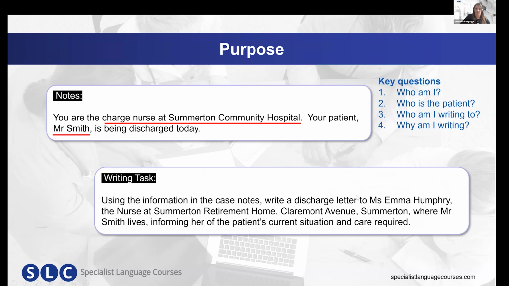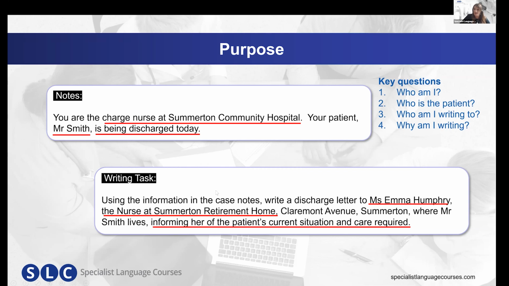So here we need to look at the writing task. So you're writing to Emma Humphrey, the nurse at Somerton Retirement Home. And why am I writing? So we need to look in the notes and the writing task. So we know that Mr. Smith is being discharged today, so we can see this is a discharge letter. And then we look to the writing task for more information. So in the writing task, we find out that we're writing to inform Ms. Humphrey of the patient's current situation and the care required.